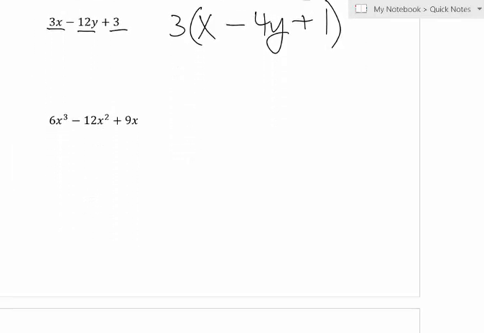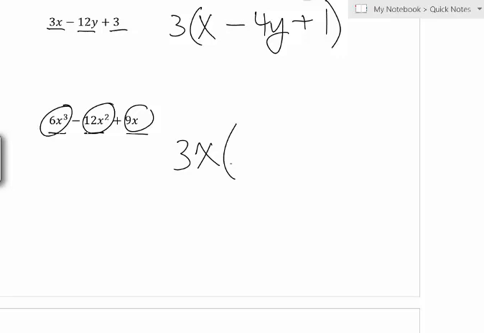I'm going to do the same exact thing in this next part here. So the first thing I want to figure out, what number is common to 6, 12, and 9? Well, the number 3 is, but I also want you to notice that those 3 terms also all have the letter x. So we're going to factor out an x. So 3 goes into 6 2 times.